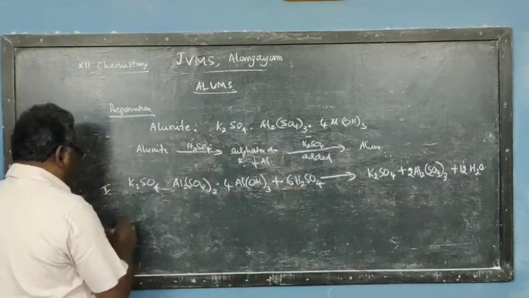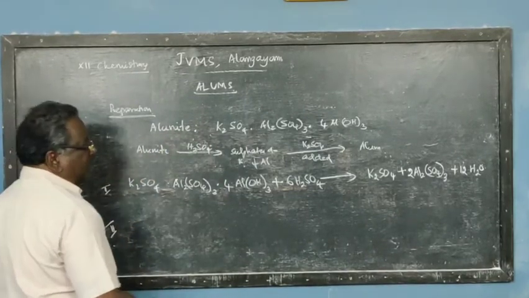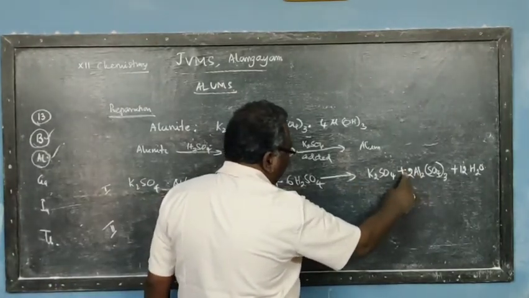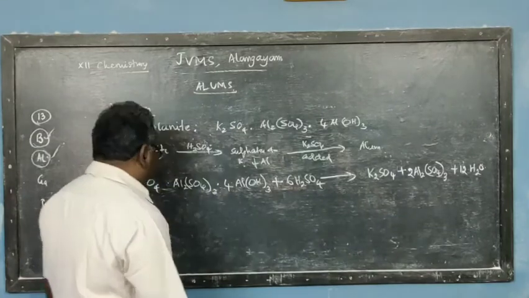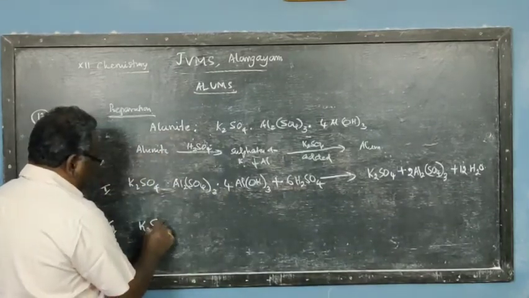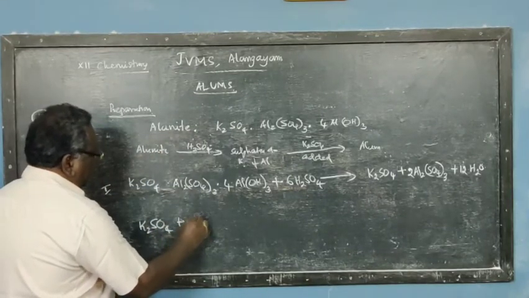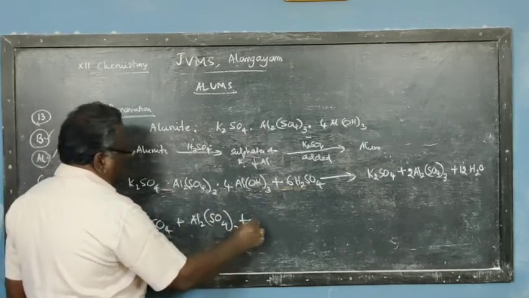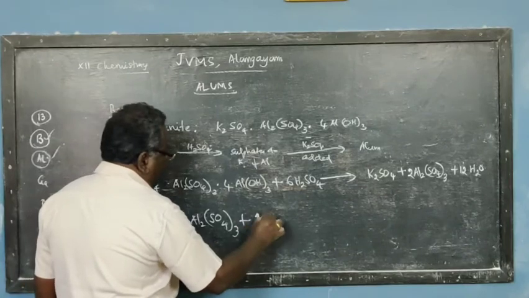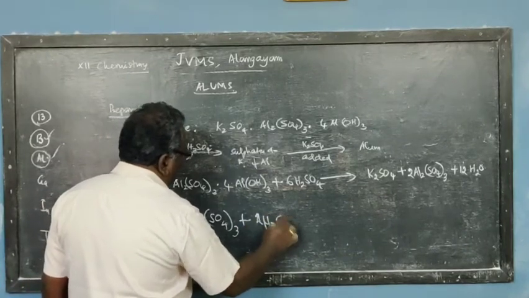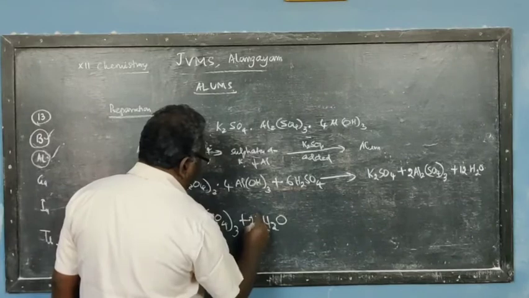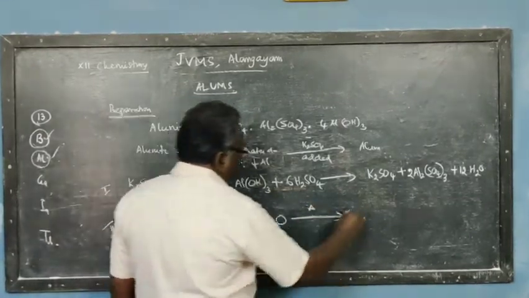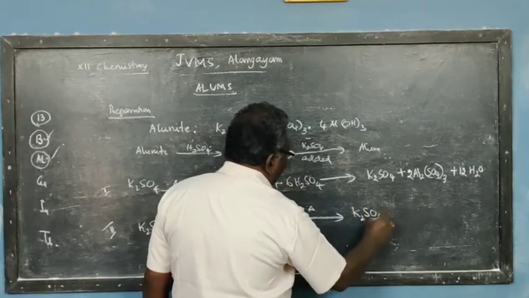What is this? This is step 1. So in the step 2, this potassium sulfate, this aluminum sulfate doubles, so the potassium sulfate also has to double. You have to equalize the potassium sulfate and aluminum sulfate. Equal amount is taken and it is mixed with water molecule and it is boiled and cooled. So this mixture on boiling and cooling will form potassium alum.